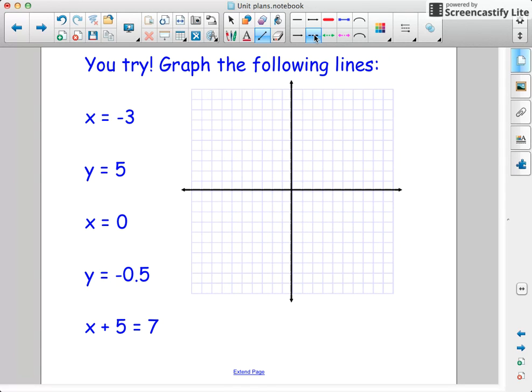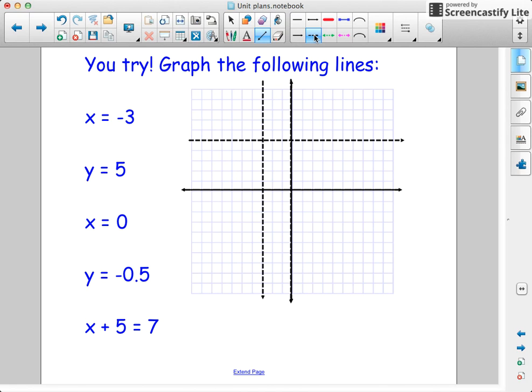Now I want you to pause the video and try these ones, and I will go over them in a minute. Okay, here are where these lines should be. So x equals negative 3 is a vertical line right there. y equals 5 is a horizontal line right there. x equals 0, well, that would be a vertical line, but that is already the axis. So that's right there on the y-axis.